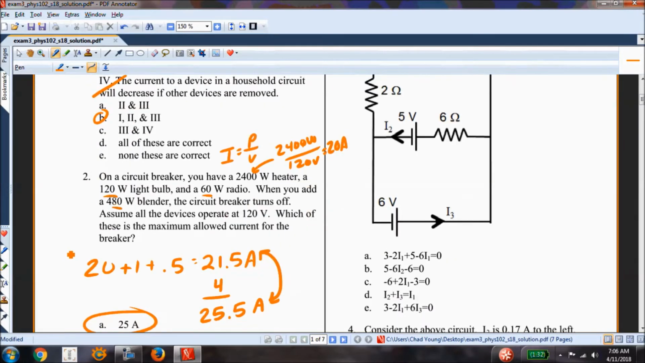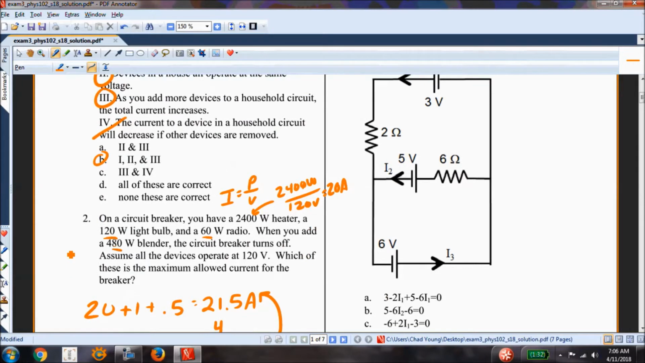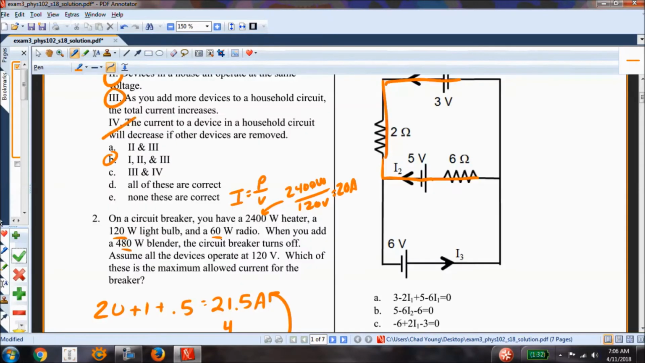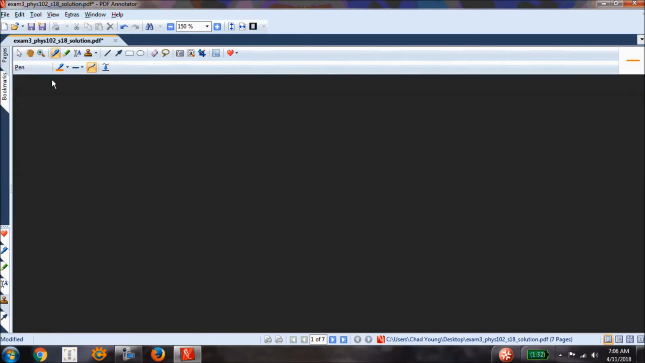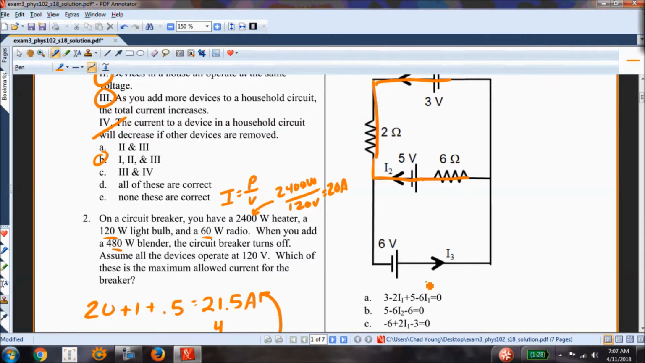Okay, which of these equations is correct? 3 minus 2I1, I'm starting up here, minus 2I1, so far correct, plus 5, minus 6I1. Two problems with that. That minus 6I1, it should be I2, and it should be positive 6I2. So that's not correct. Let's see, 5 minus 6I2.